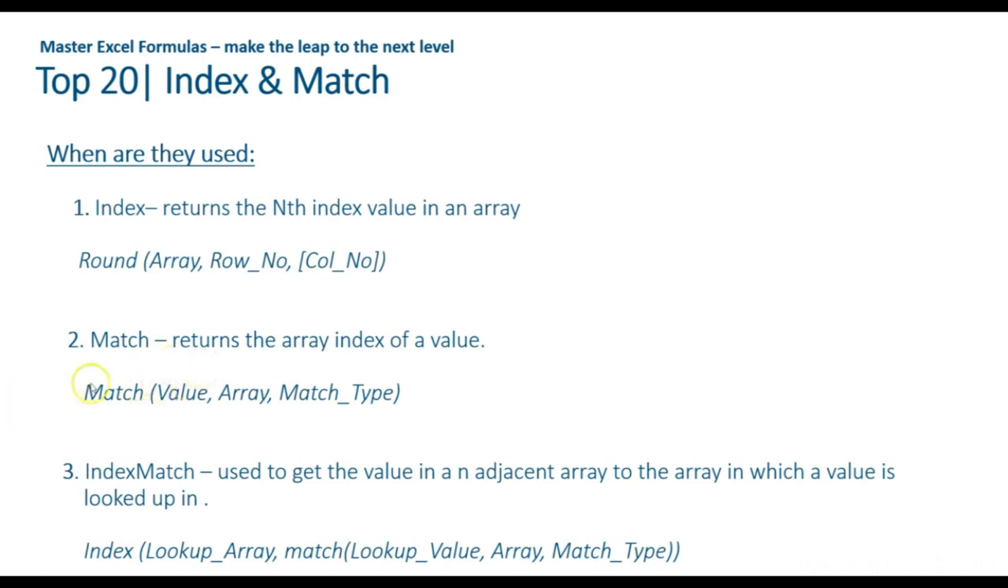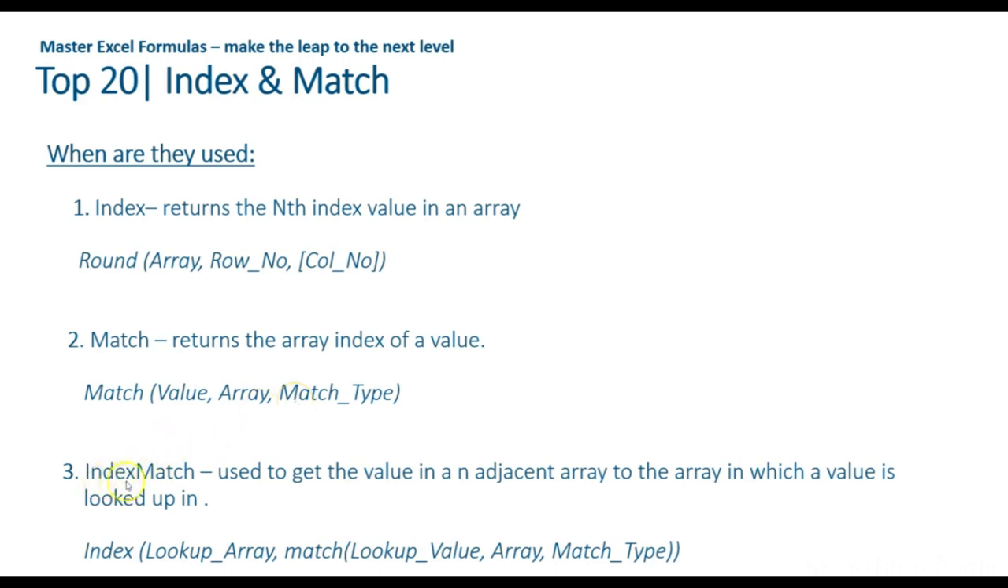So we need to specify first of all the value, and then the array in which we need to look for that value. And then the match type is either 0 or 1. So 0 is going to give us the exact match, whereas 1 is going to give us an approximate match.